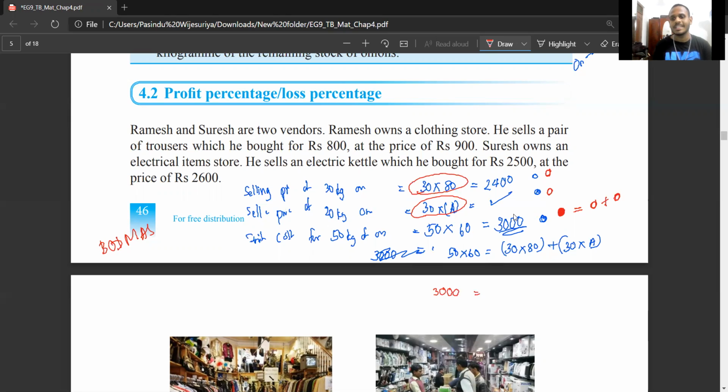So this 30 into 80 is 2400 plus, but here we don't know the value. The thing we have to find is a.